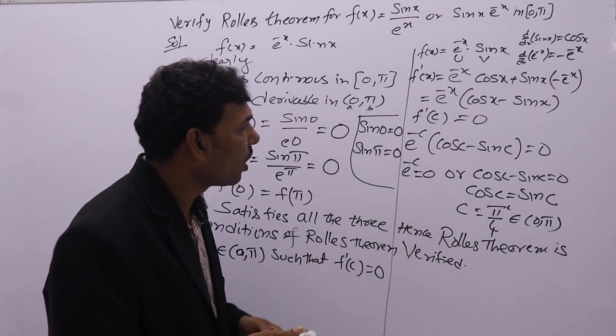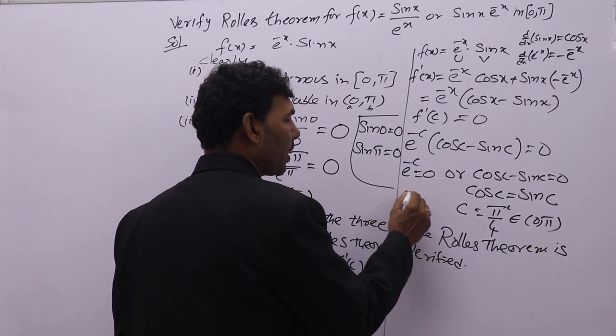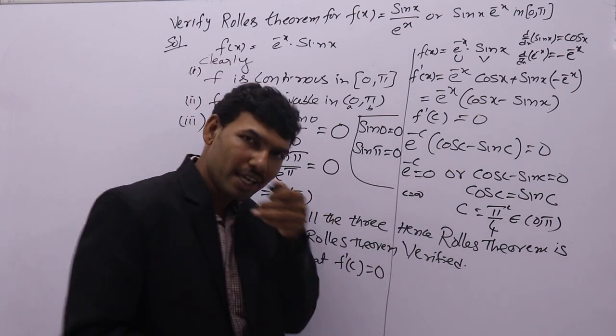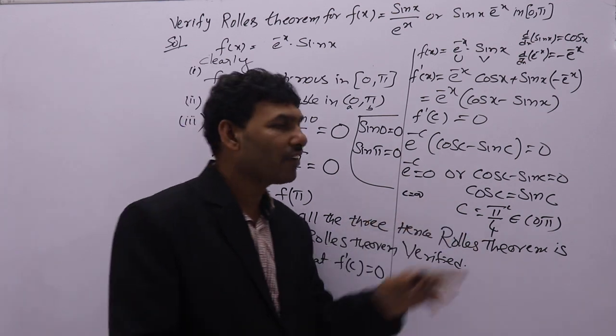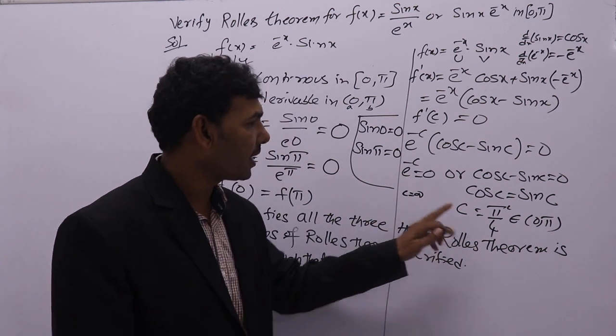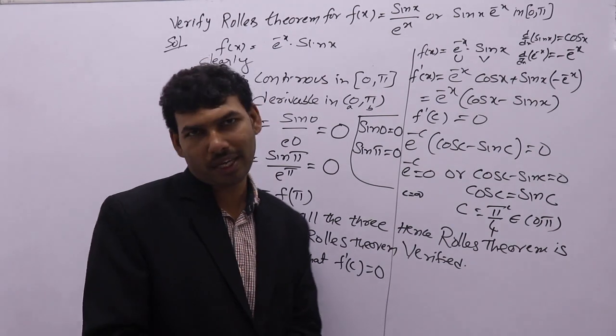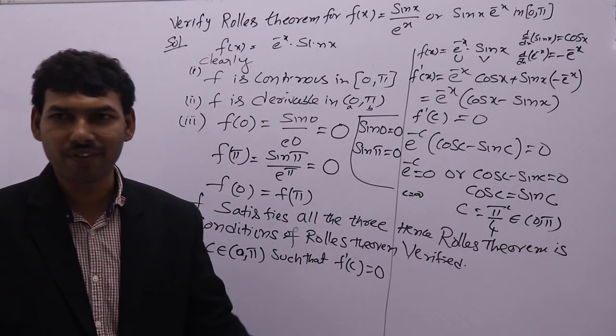There exists means at least one c value should lie between 0 comma pi. Here also you got 2 c values. One is infinity, which does not lie between 0 comma pi. You can neglect that one. Next, the c value is 45 degrees, that is, it lies between 0, pi. So Rolle's theorem is verified.